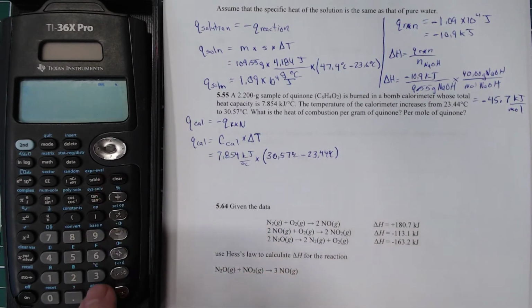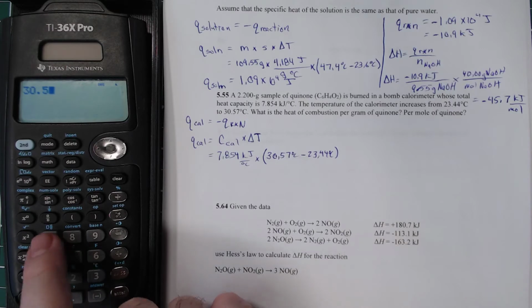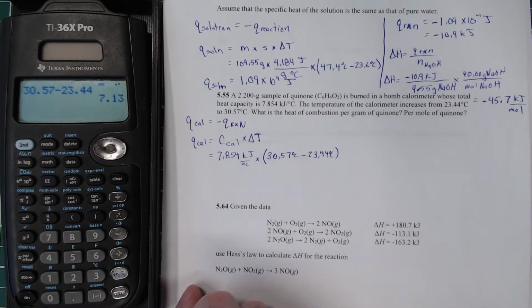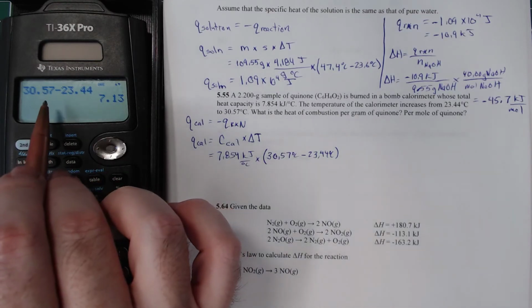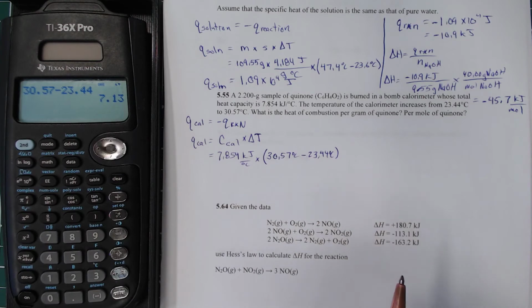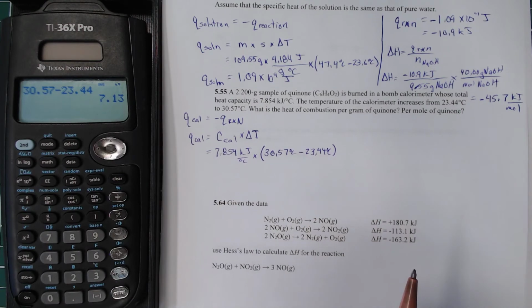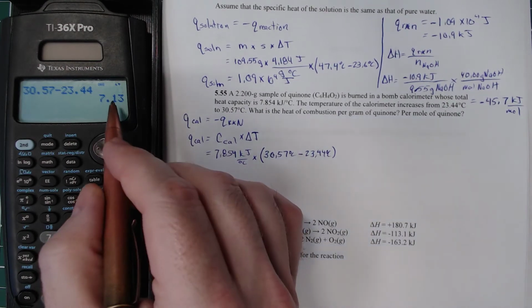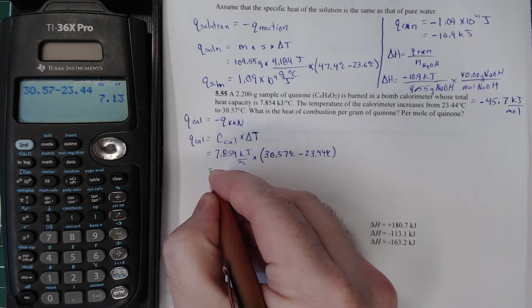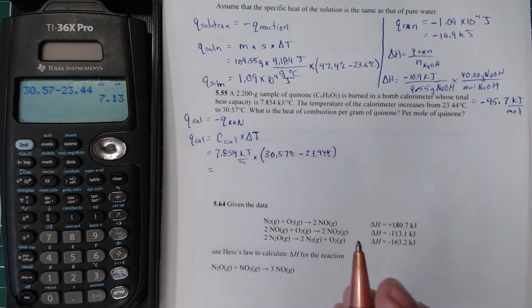So we'll do 30.57 minus 23.44. You'll notice that both of those numbers have 4 significant figures, but the difference, 7.13, and again, with subtraction, it's the place, so hundredths place, hundredths place, hundredths place there. So what we're going to find is that the delta T only has 3 significant figures. So we need to keep that in mind when we're doing this calculation.